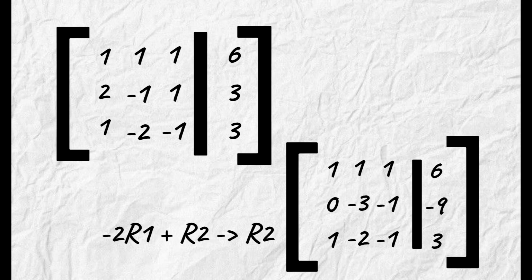Our operation would be negative 2 R1 plus R2 is the new R2. Now you will have to multiply all the numbers in row 1 by negative 2 and add the results to the numbers in row 2 to get the new row 2. And this is now the result.